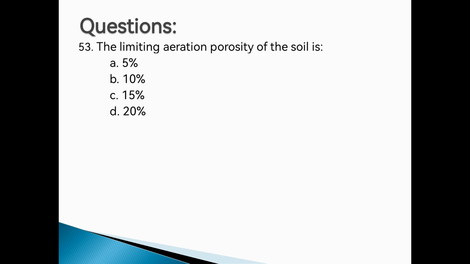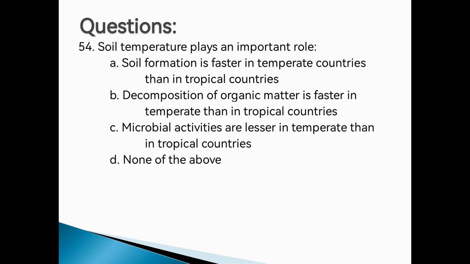Number 53. The limiting aeration porosity of the soil is A. 5%, B. 10%, C. 15%, D. 20%. The correct answer is B. 10%.